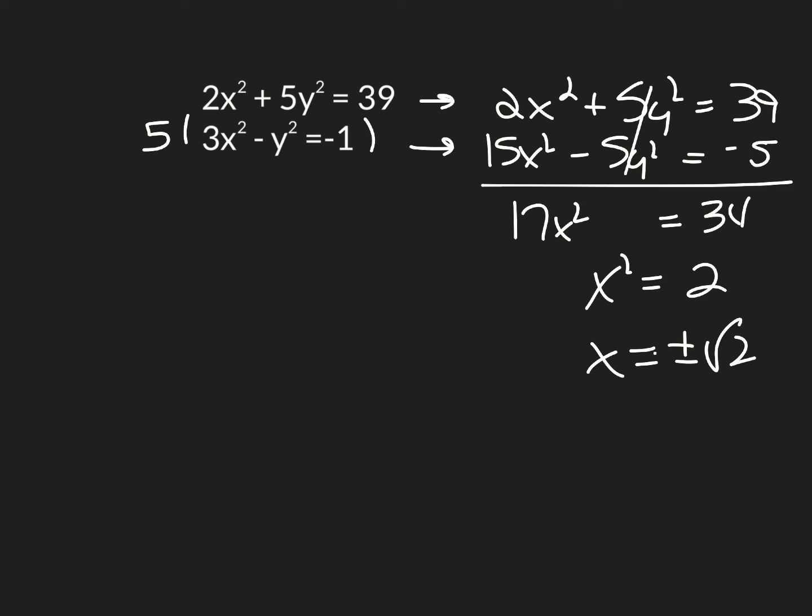And at first you're like, oh my gosh, that's really bad. That's a nasty answer. No, it's not, because when we plug it back in, we're going to plug it up here and we're going to square it anyway. Okay, so I'm going to plug in the positive square root of 2, square it, plus 5y squared, because I've got to find my y.